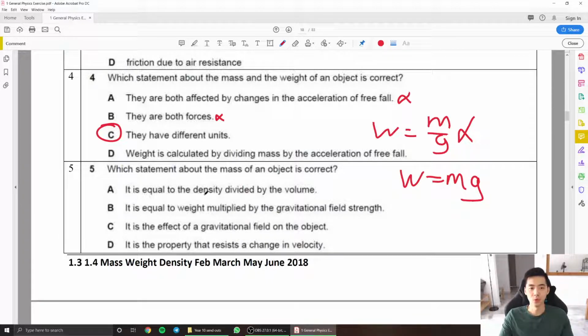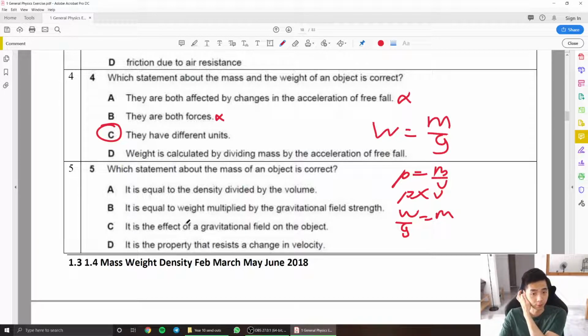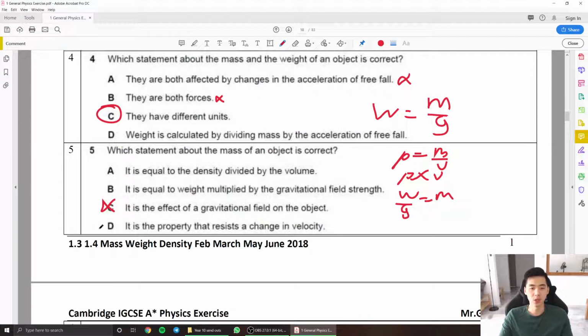Which statement about the mass of an object is correct? It is equal to the density divided by the volume. That is not true as well. Density's formula is mass over volume. In order to find mass, it is density multiplied by volume. It is equal to the weight multiplied by the gravitational field strength. This is not true either. Weight W equals mg, so W over g is equal to mass. It is affected by the gravitational field strength. This is not true. Mass does not change regardless of wherever you go. It is a property that resists change in the velocity.